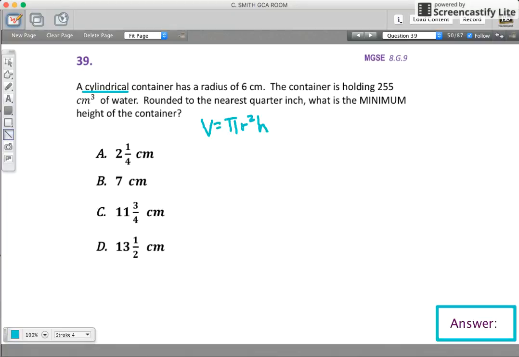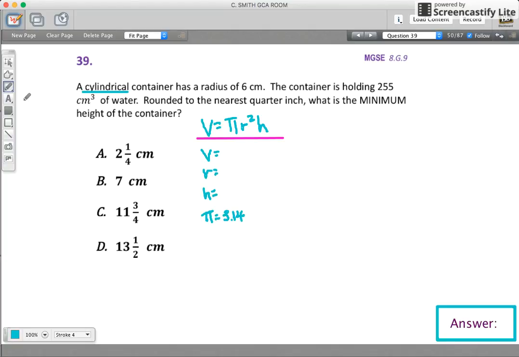Okay. Our next step is going to be to define our variables. All right. So our variables are going to be volume, radius, height, and again, we're looking for the nearest quarter of an inch, so we need a number, so we can't leave our pi in there. We always use 3.14 to represent pi.